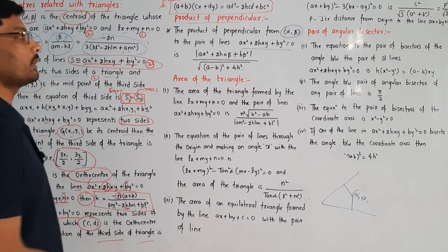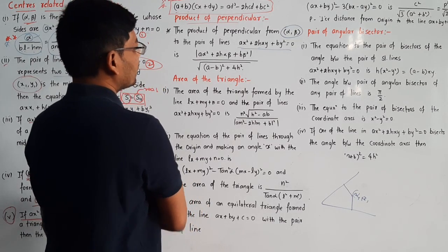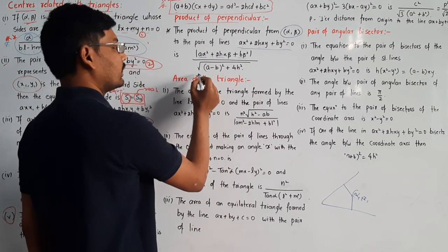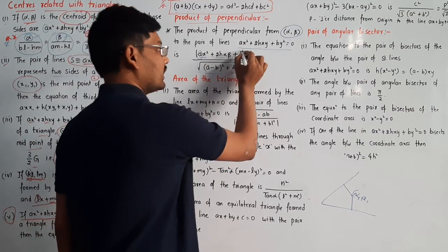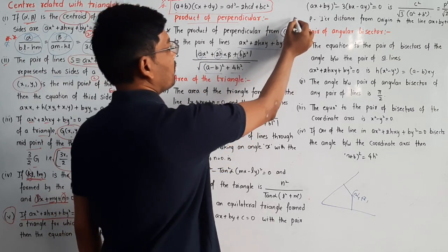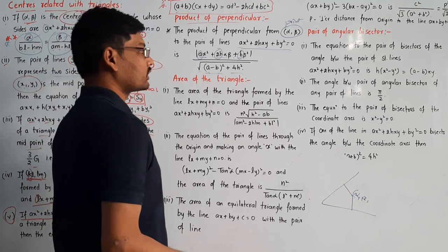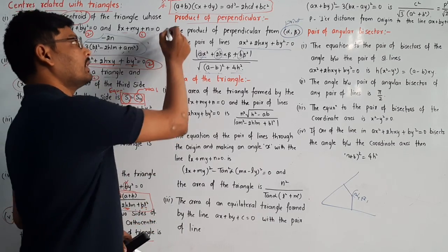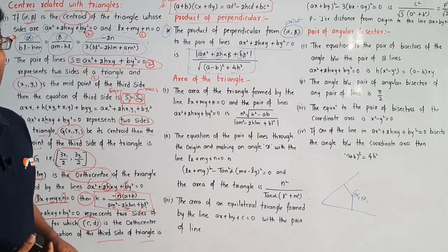So the length of the product of the perpendiculars, where ax square plus 2hxy plus by square is equal to 0, is modulus of a alpha square plus 2h alpha beta plus b beta square divided by square root of (a minus b) whole square plus 4h square. Here a is the coefficient of x square, b is the coefficient of y square, 2h is the coefficient of xy, where alpha comma beta is a point. This is the most important formula to remember for the product of perpendiculars of a pair of straight lines.